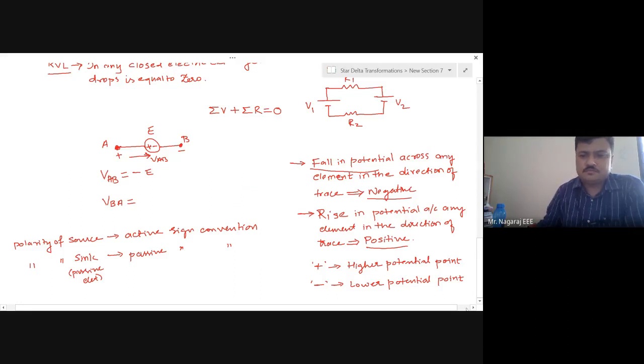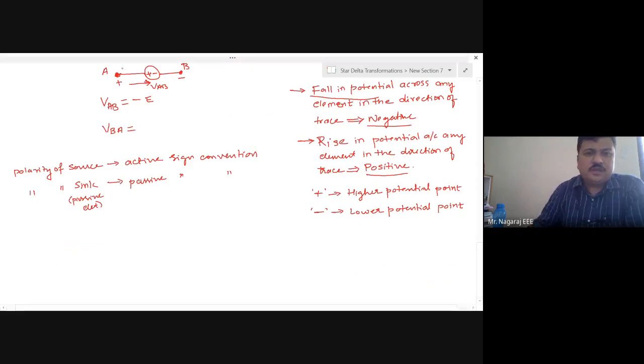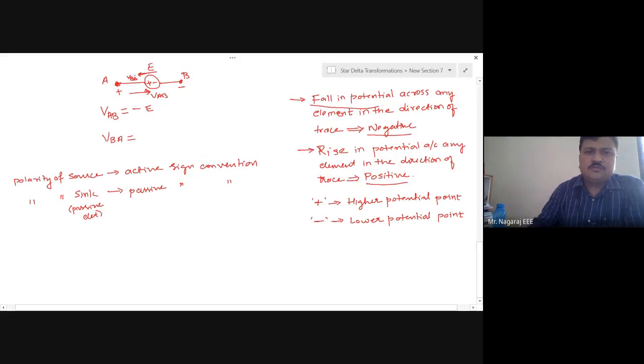Now if I trace the same circuit from B to A, I am moving from a lower potential point to a higher potential point. So it is a rise in potential. Hence, this will be plus E. Got it?